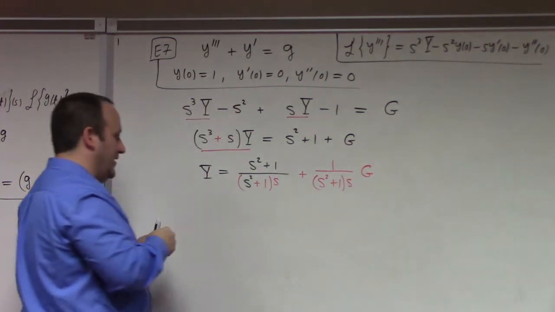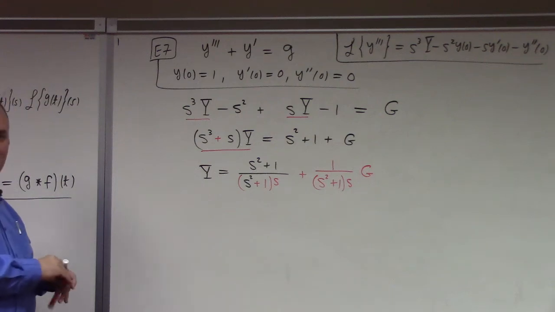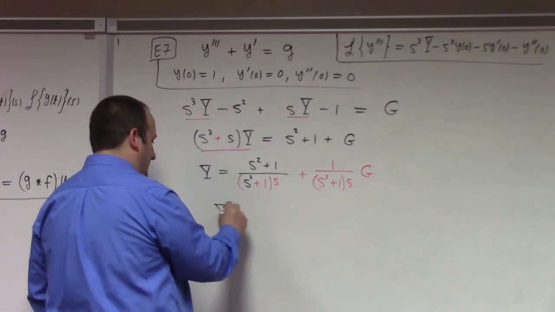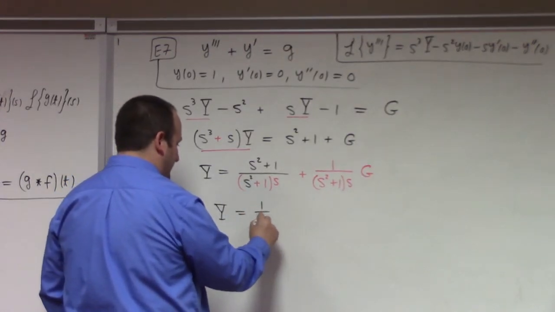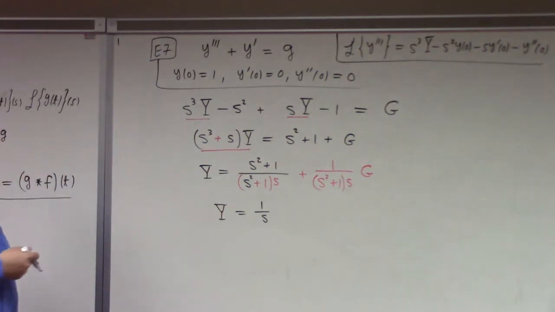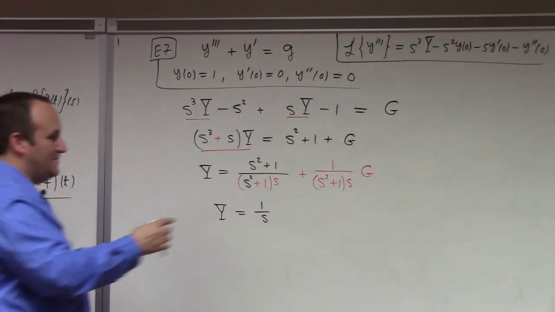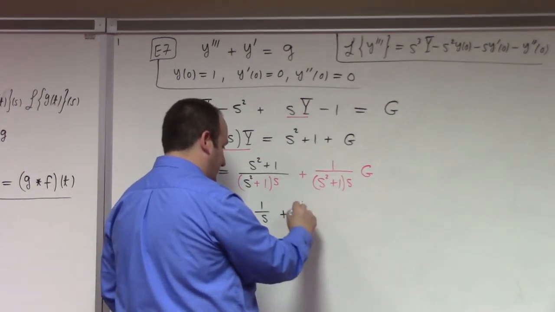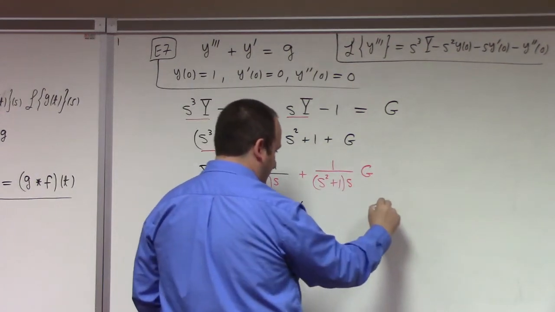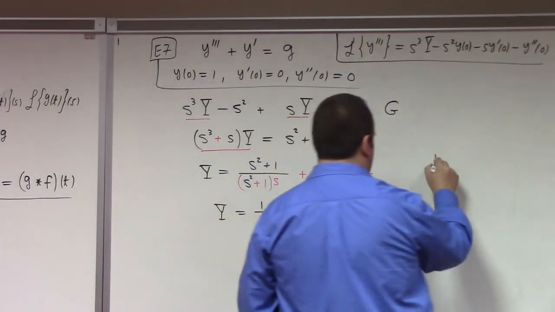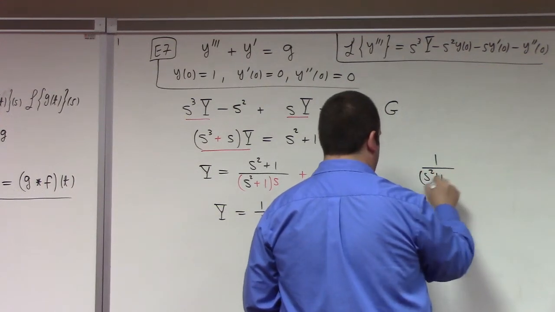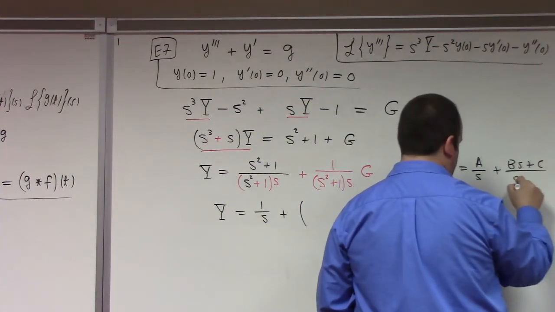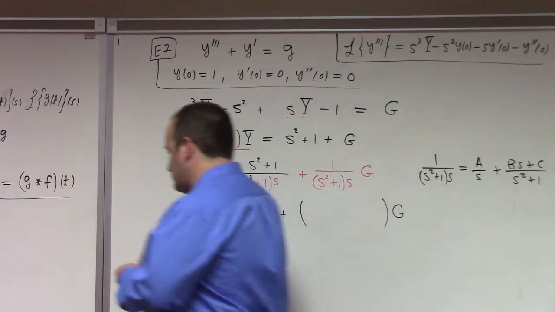I was kind of giddy because, at least for the term due to the initial conditions, I don't have to do any partial fractions, thankfully. That's just 1 over s. Hooray! That's nice that that happened. On the other hand, this piece, I should probably do partial fractions for before I go on here. So what's the partial fractions for this? We want 1 over s squared plus 1 times s equal to a over s plus bs plus c over s squared plus 1. Let's work that out.